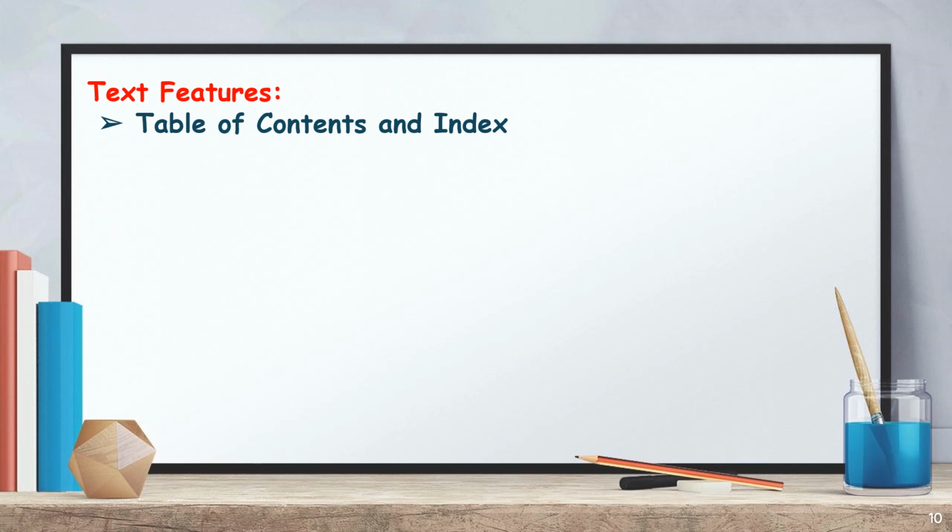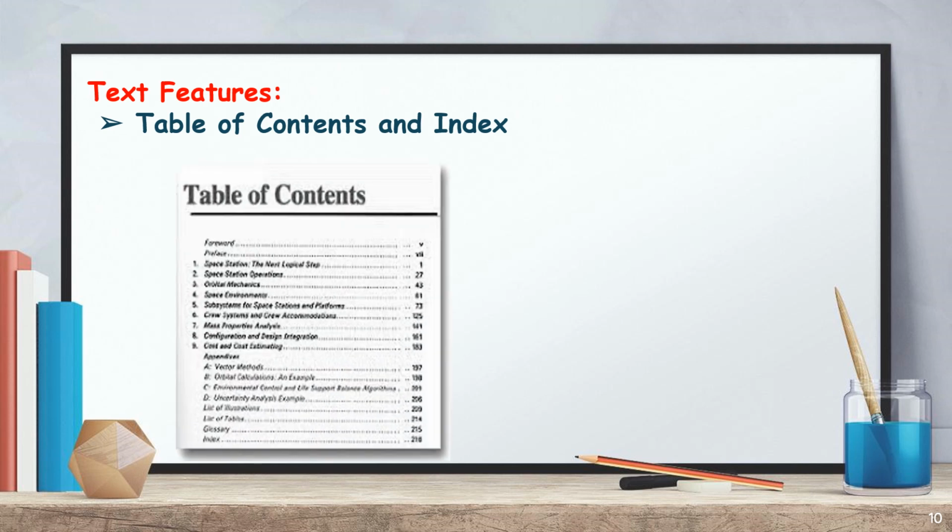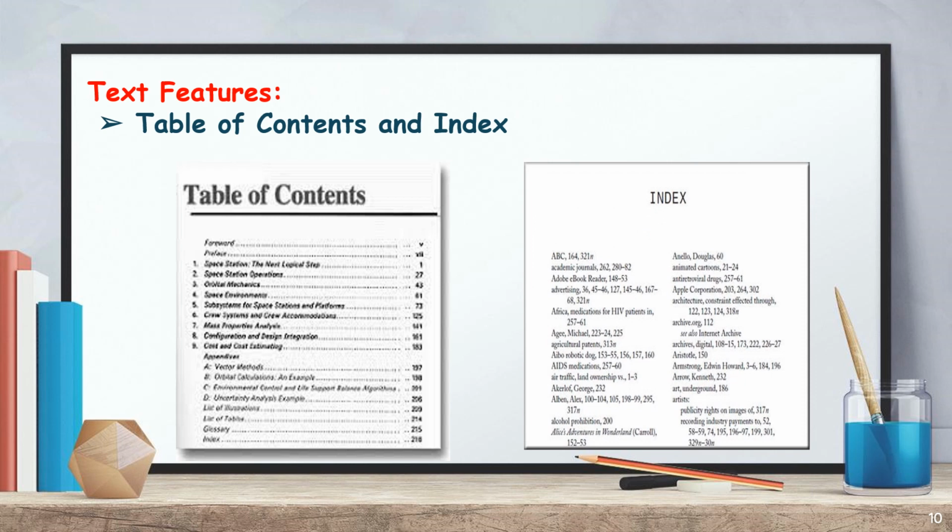For the text features, we have first the table of contents and index. So when we say table of content, it is a list of the parts of a book or document, while an index is a list of important words, concepts, and other useful materials in a book or a document. So kindly look at the picture to see the difference between the table of content and the index.